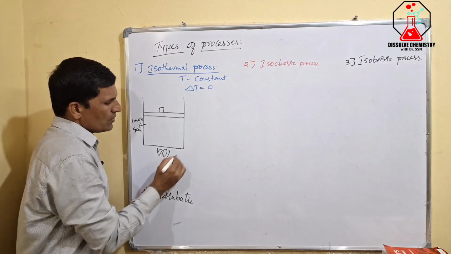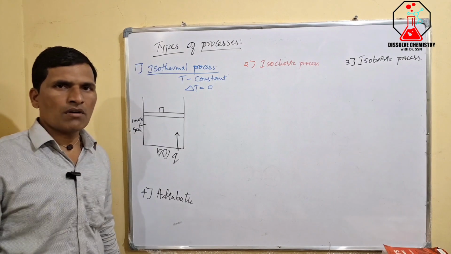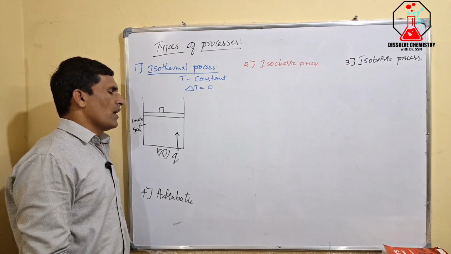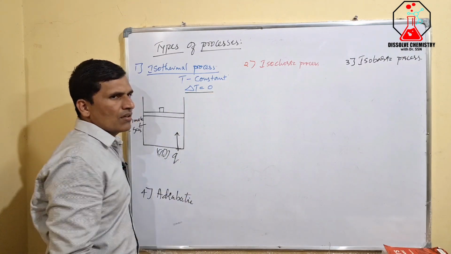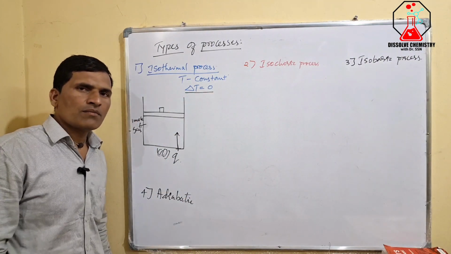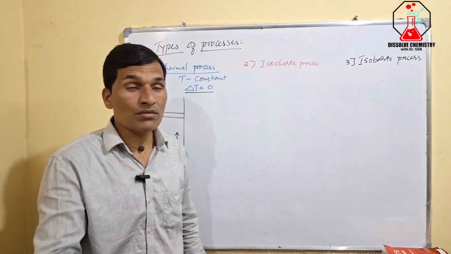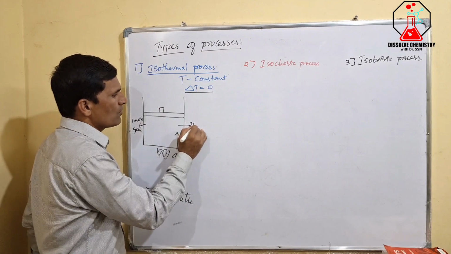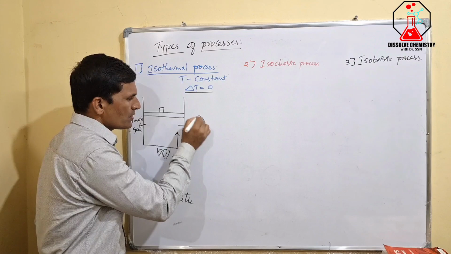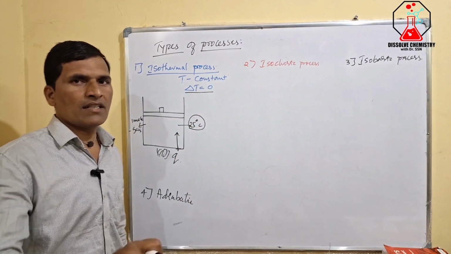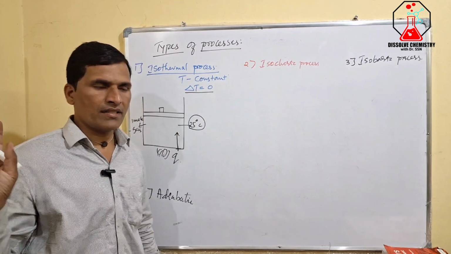Now Q amount of heat is given to the system, or absorbed by the system, we can say. And as I have to maintain the temperature constant, when the heat is absorbed, obviously the temperature will rise, but I should not allow it to rise. Say for example, you are carrying out the process at 25 degrees Celsius. My temperature throughout the process should remain 25 degrees Celsius, neither 0.1 extra nor 0.1 less. It should remain constant at 25 degrees Celsius.